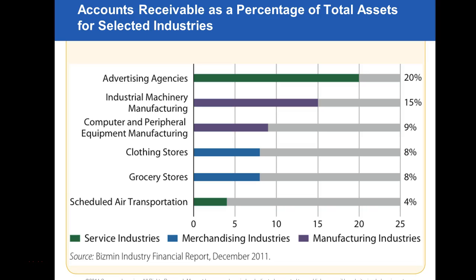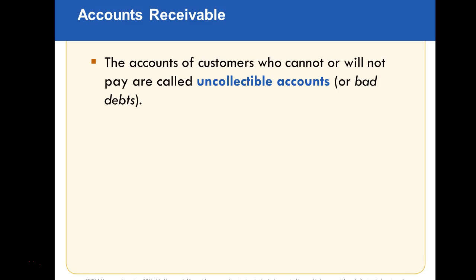Then, when we go up to industrial machinery and computer and equipment manufacturing, where we're dealing with the manufacturing industry, it's up from 15% and 9% of their total assets linked to accounts receivable. So accounts receivable is worth discussing because it is involved in most of the companies, with advertising being one of the largest.